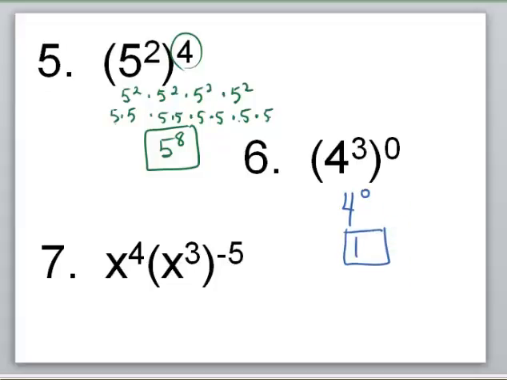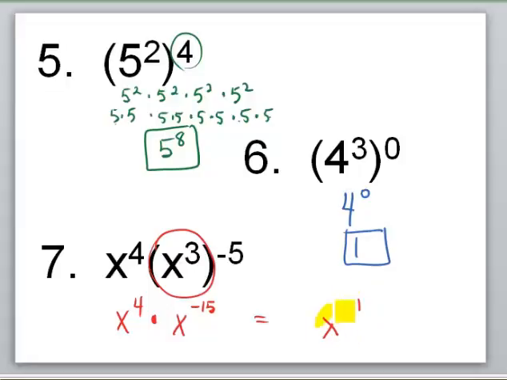This next one we really need to be careful on because we've got 2 rules being used. We do need to take care of the power part first, the exponent to an exponent part first, because of rules of order of operations. So I really have x to the 4th times, I need to take care of this part first, so 3 times negative 5 is x to the negative 15. Now we have the same base. We're going to add our exponents together. And so I get x to the negative 11.